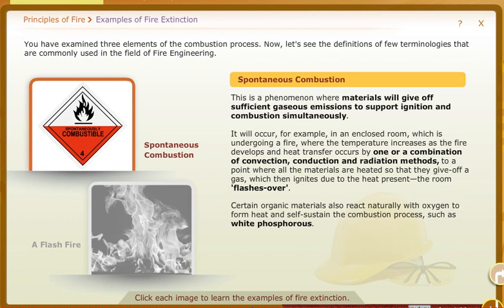It will occur, for example, in an enclosed room which is undergoing a fire, where the temperature increases as the fire develops and heat transfer occurs by one or a combination of convection, conduction, and radiation methods to a point where all the materials are heated so that they give off a gas, which then ignites due to the heat present, the room flashes over. Certain organic materials also react naturally with oxygen to form heat and self-sustain the combustion process, such as white phosphorus.